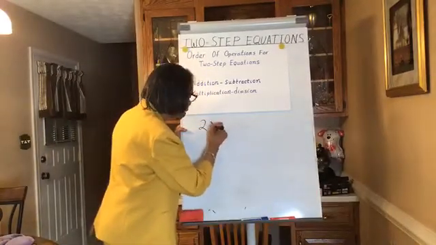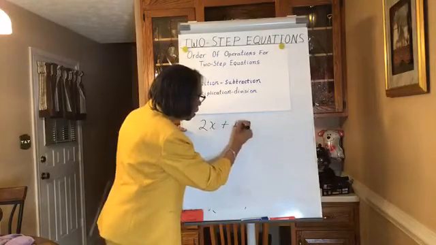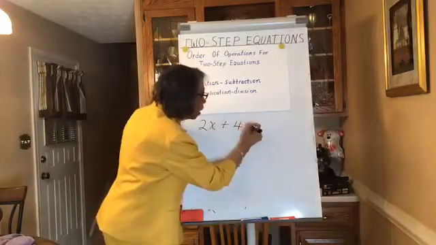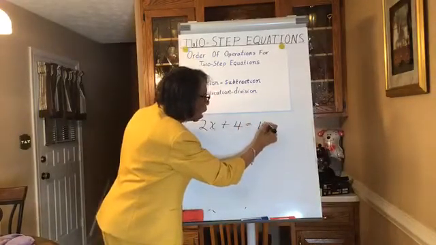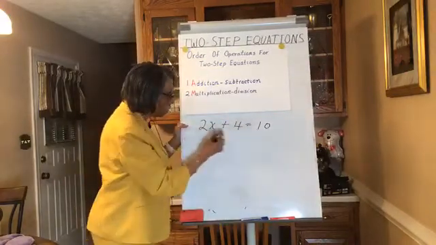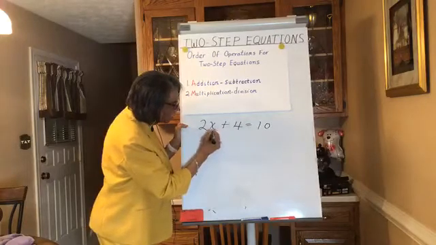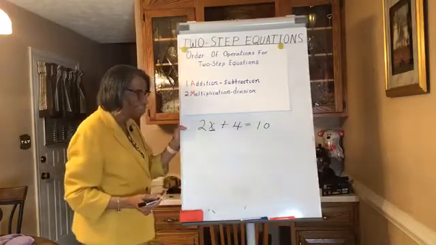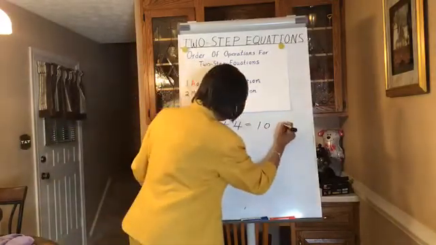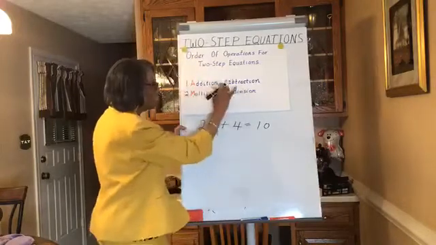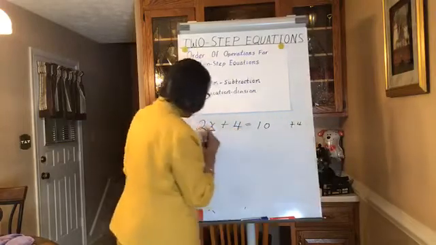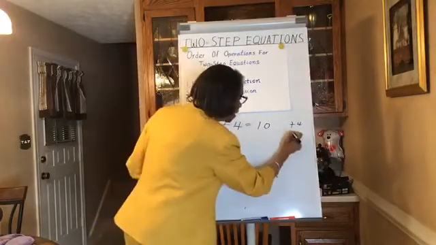All right, let's do 2x plus 4 equals 10. 2x plus 4, 2 times x plus 4 equals 10. The variable is x. What is being done to the variable? It's being multiplied by, well, let's look for additions first. 4 is being added, and it's being multiplied by 2.